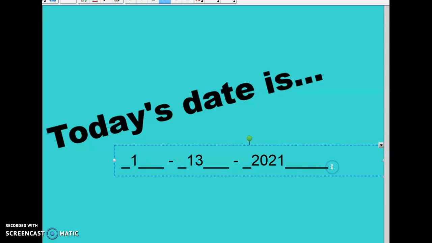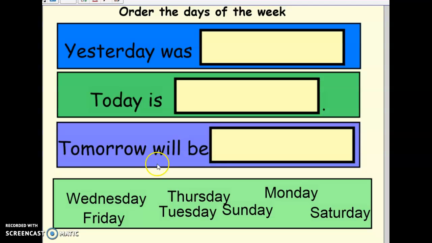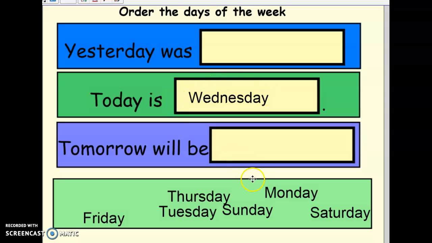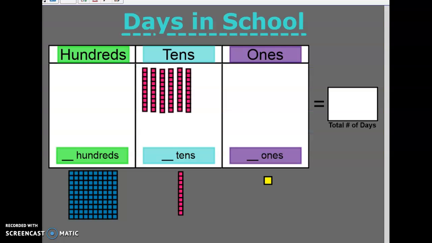1/13/2021. Right, ready? January 13th, 2021. Today is Wednesday, so if today is Wednesday, we hop back to yesterday. And yesterday was Tuesday. If yesterday was Tuesday and today is Wednesday, then tomorrow will be Thursday.